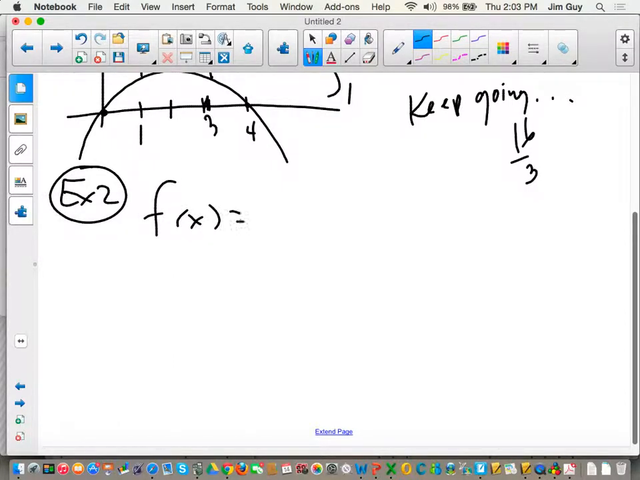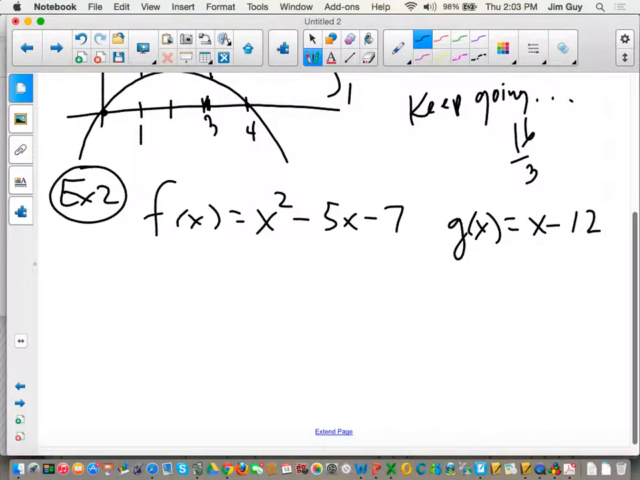F of x equals x squared minus 5x minus 7, and g of x equals x minus 12, and they're going to give you the interval from -2 to 5. They don't always give you the interval. Sometimes they just say the area bounded by those, and that's where you have to work with the points of intersection. So this thing, you got a quadratic, you got it crossing.